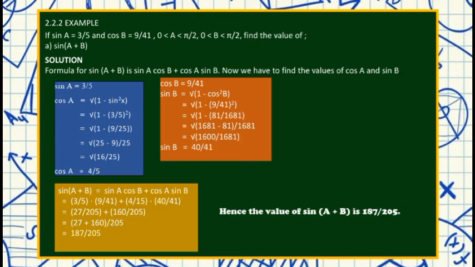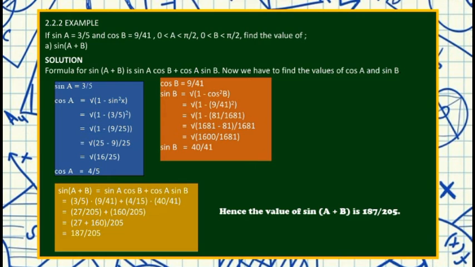Now we want to see an example question of the compound angle formula. If sin A equals 3 over 5 and cos B equals 9 over 41, we need to find the value of sin(A + B). We need to remember that the question mentioned that A must be higher than 0 and lower than π/2, and B must be higher than 0 and lower than π/2.